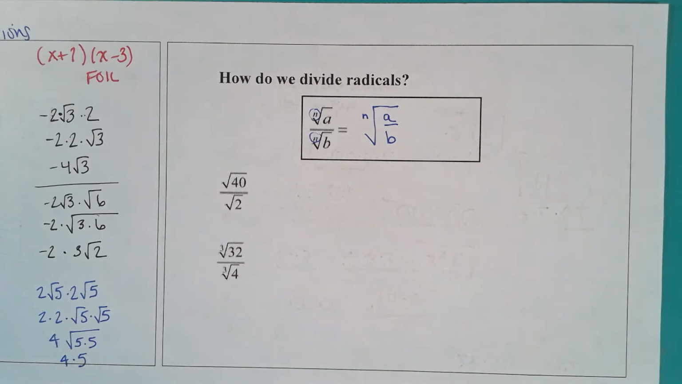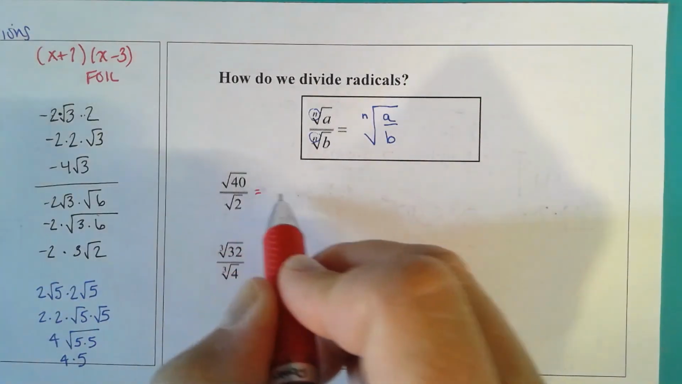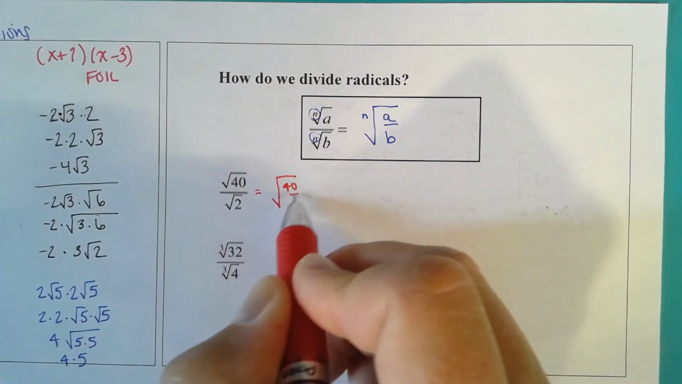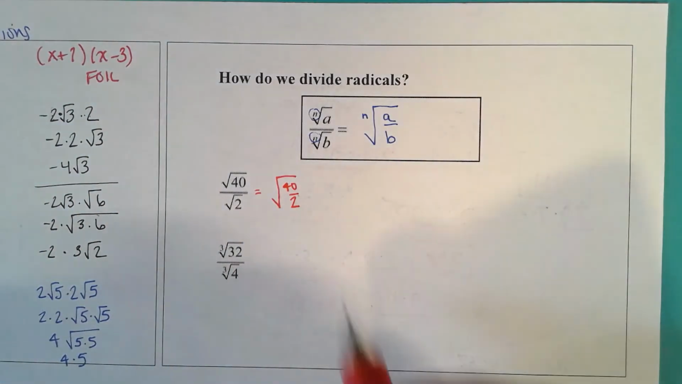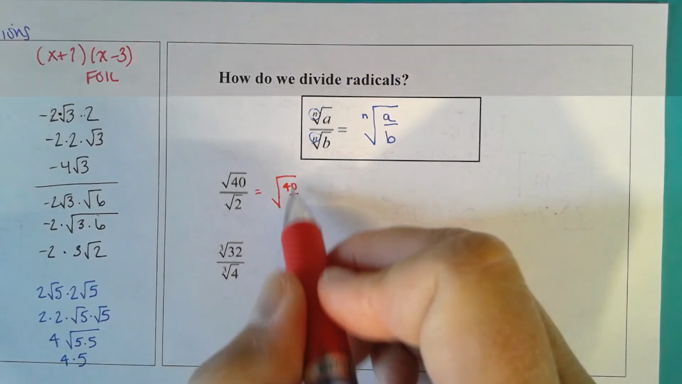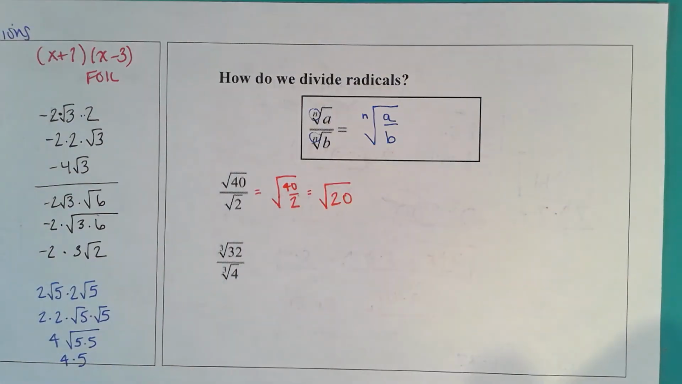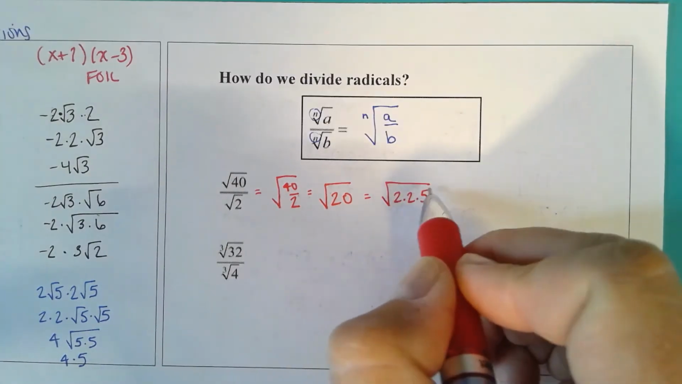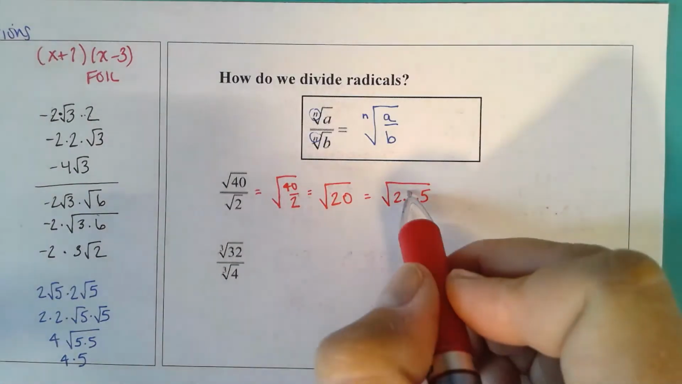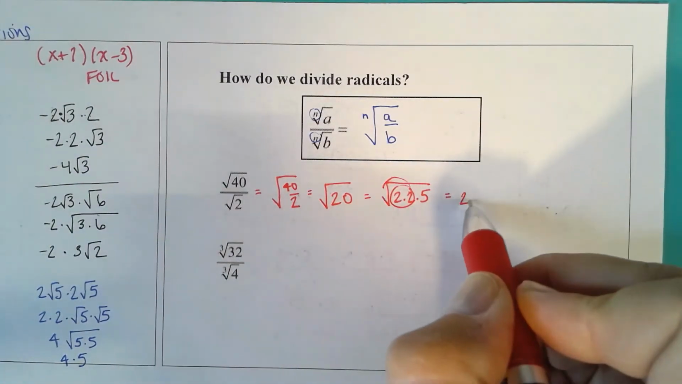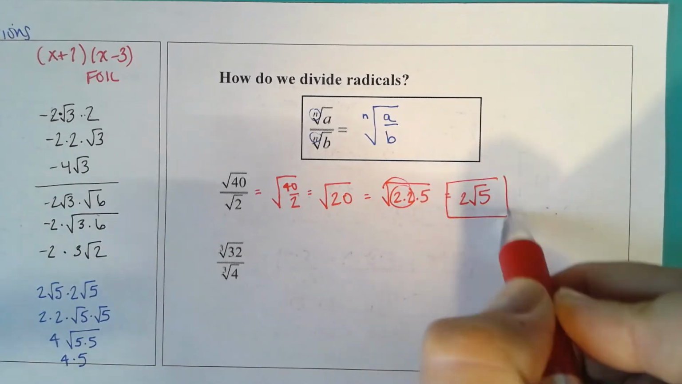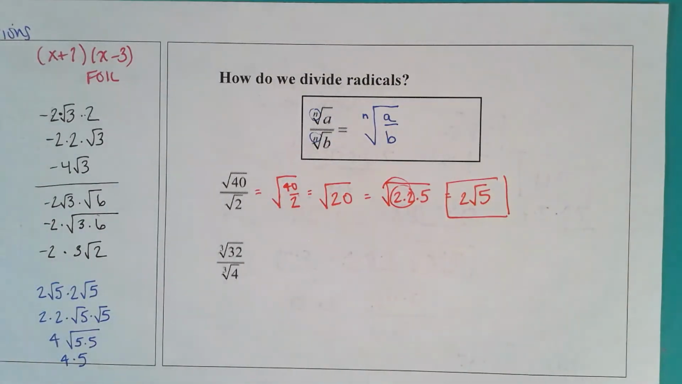All right, well, here we go. I have the square root of 40 divided by the square root of 2. Well, we can put that into one giant square root. So now I have the square root of 40 over 2. The square root of 20, well, 20 breaks into 4 times 5, or 2 times 2 times 5. Got a pair of 2's to pull out, and so my simplified answer is 2 radical 5.